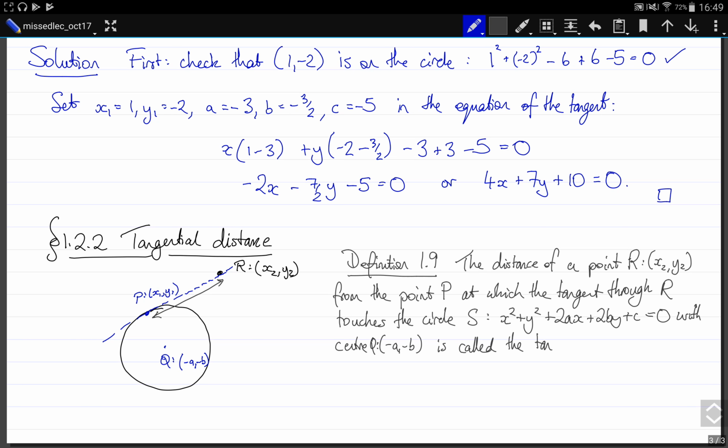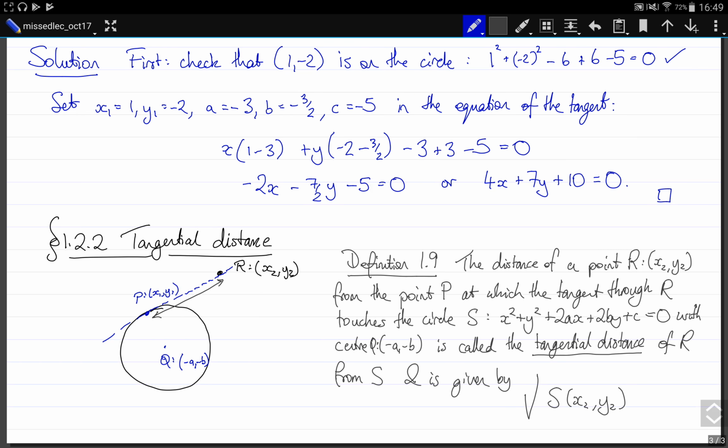It's called the tangential distance of R from the circle S and the formula is simple. We evaluate the equation of the circle at the point. Of course, if R is not on the circle, then this is something non-zero, and we take a square root.